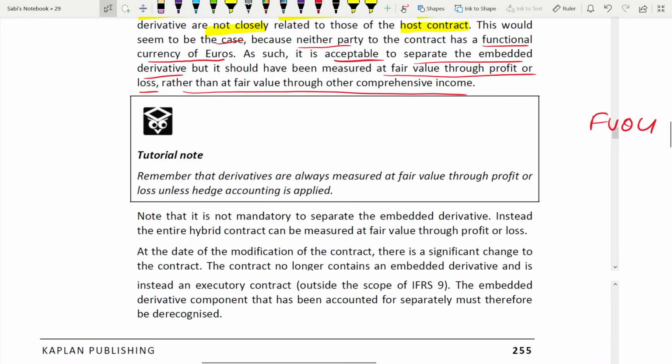See, it's not mandatory that you have to separate. But if you are not separating it out, if you are keeping them together, you still have to measure it at fair value through profit and loss. Remember this also: the entire hybrid contract you can measure at fair value through profit and loss.